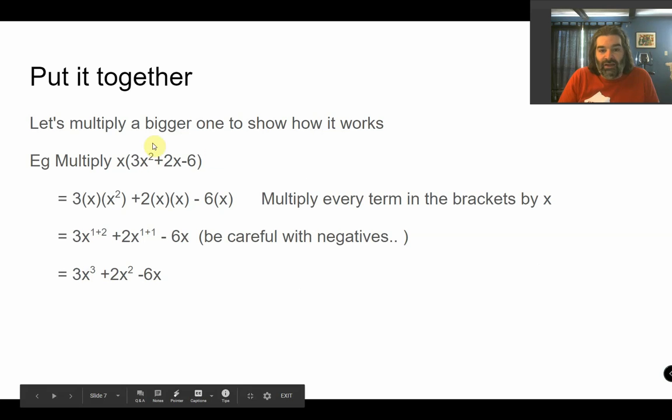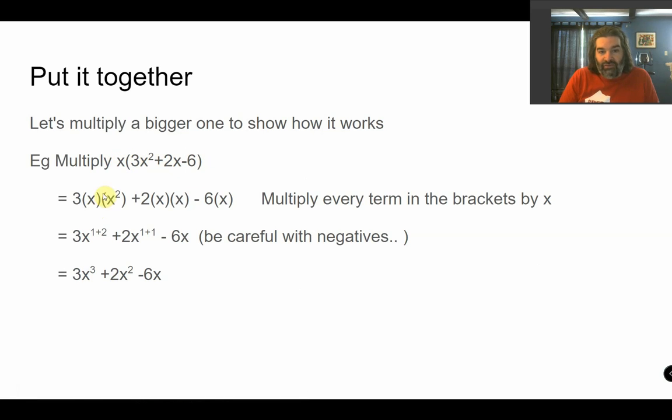So let's say I multiply a polynomial in a bracket by x. Well, the x doesn't change the 3, so it's just 3. Then I get x times x squared, which is x to the 1 plus x squared, which would give me x to the 3, x cubed. The next one, x times 2x, doesn't change the 2. You get x times x, which is just x squared, 1 plus 1. And you get x times 6 is minus 6x. It doesn't change the number, doesn't change the negative. It just adds an x onto the end of it.